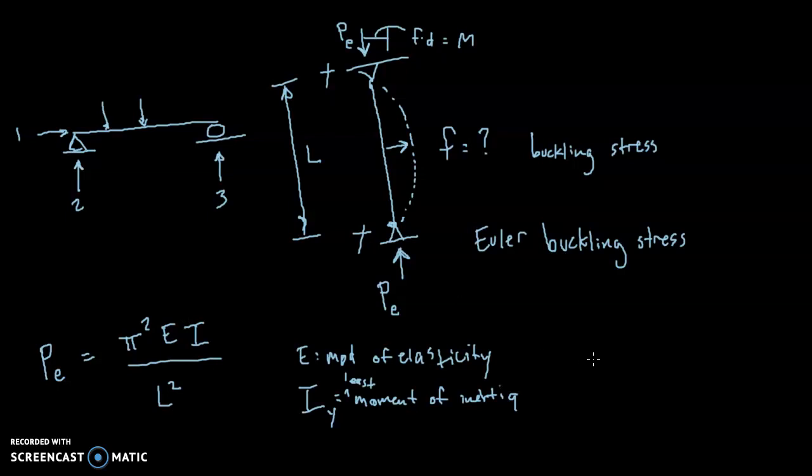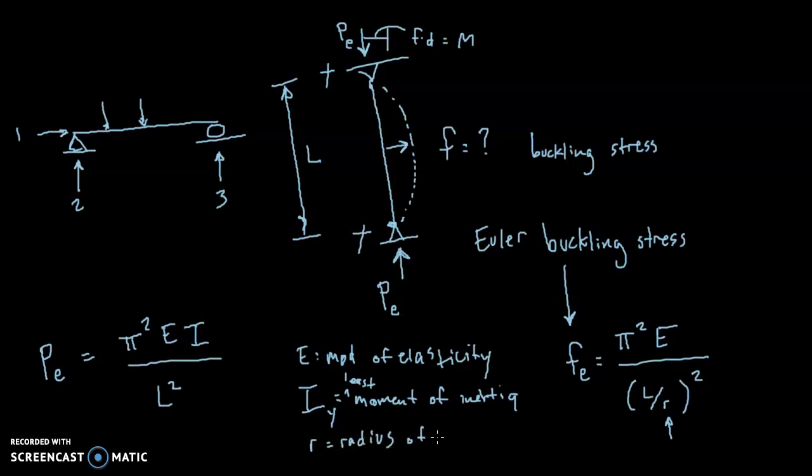And if we take this Euler equation for buckling load, and divide it by the area and do a little rearrangement, we come up with the Euler stress, F sub E. This is the Euler buckling stress right here, F sub E, and it is found by taking pi squared times E, the modulus of elasticity of the material, divided by L over r, squared. So that introduces a new variable, little r. What is the little r? R is the radius of gyration.